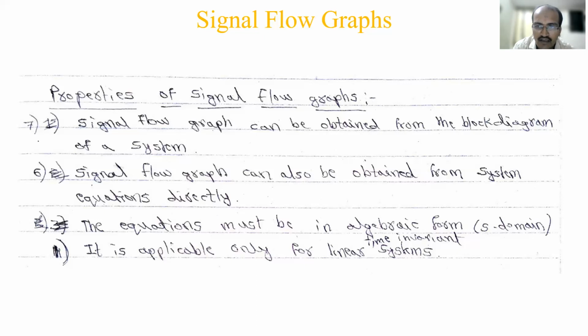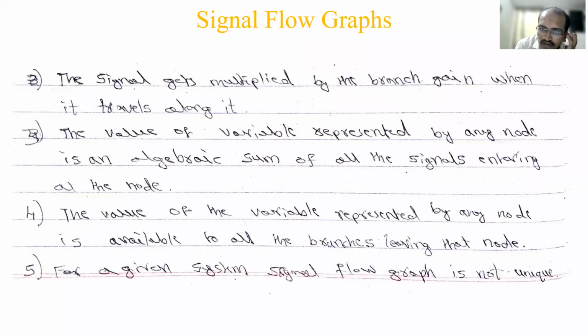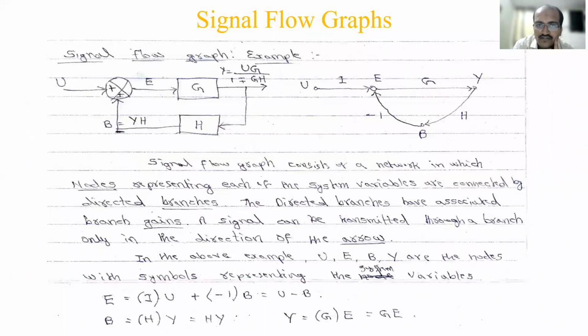We even have a problem on how to do that. One problem is where a block diagram is given, how we convert it and how we solve it. Overall, the signal flow graph is a very simple process, and these are the 7 properties. Now we'll introduce the signal flow graph and how we construct it, how it looks.